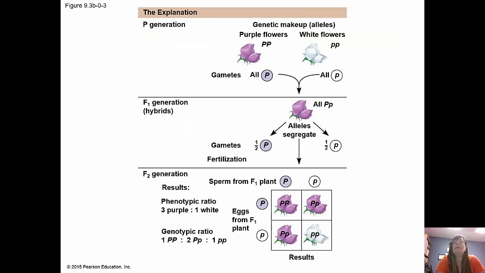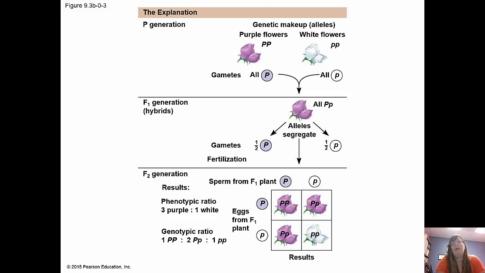So when we look at the gametes, purple versus white flowers in the parental generation, as I said, the purple is homozygous, so it only has the uppercase P. The white is homozygous recessive, so it only has that lowercase p to donate. So when the alleles segregate, they're going to produce all big P, little p.